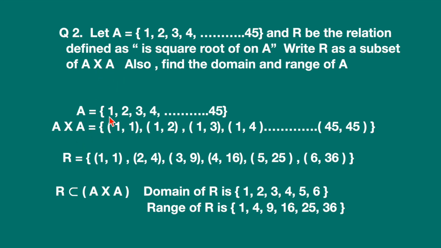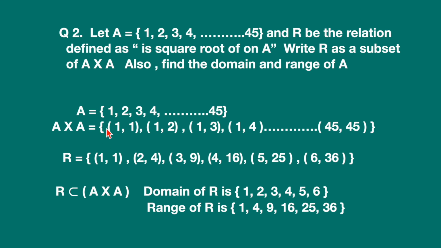Okay. So here the first ordered pair will be (1, 1). Then (1, 2), (1, 3), like this, up to the last ordered pair, which will be (45, 45). Now we are going to write the set R, which is defined as "is square root of". That means x is the square root of y. So let us now do it.